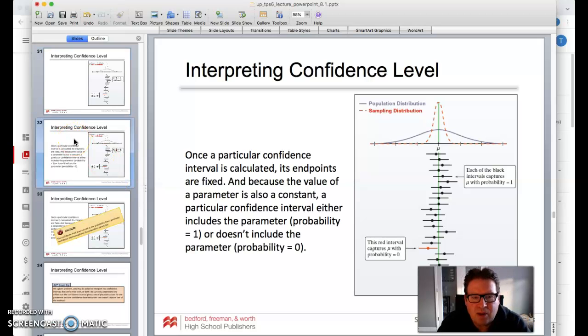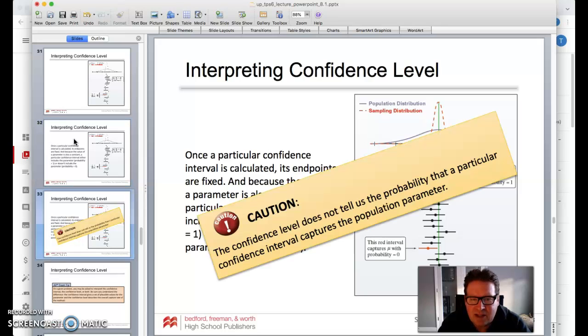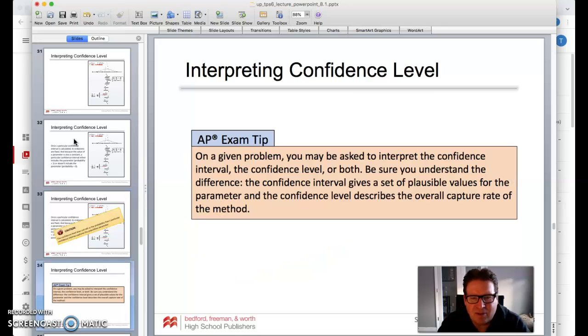Now, once a particular confidence interval is calculated, its endpoints are fixed. And because the value of a parameter is also a constant, a particular confidence interval either includes the parameter, or it doesn't. So the probability is 1 or 0. The confidence level does not tell us the probability that a particular confidence interval captures the parameter. So if we say it's a 95% confidence interval, that doesn't mean there's a 95% probability that we're going to capture it. We're just going to say that 95% of the intervals do capture it. It's a little bit different, okay?